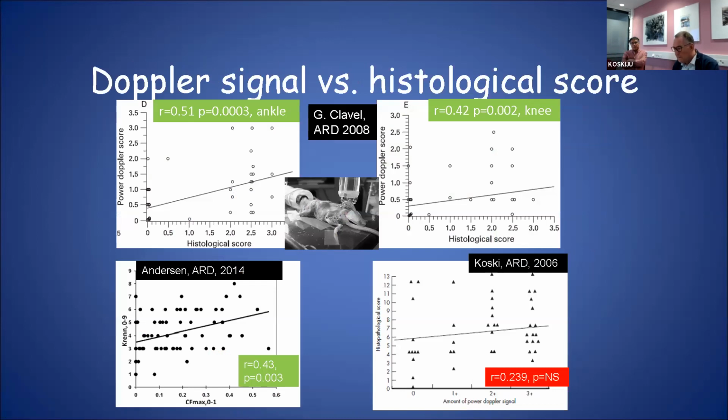There are some papers examining Doppler versus histological score, some animal work and then human work. Probably Andersen's work is the best. They found a positive correlation of the histological score and the Doppler score. We made a similar study earlier. We didn't find statistical significance, but the trend was like in Andersen's study.